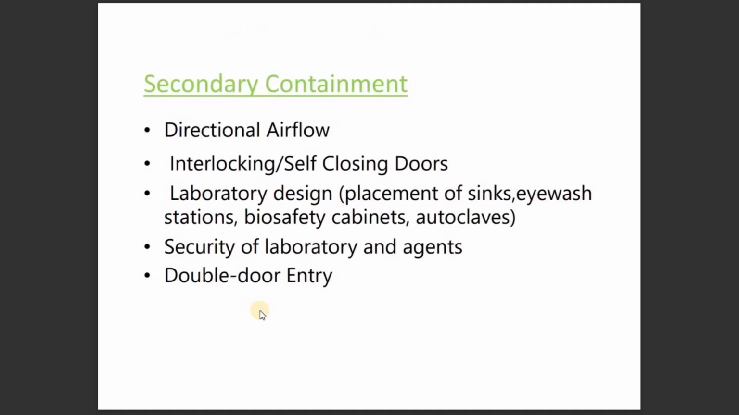Now the secondary containment includes directional airflow, interlocking or self-closing doors, laboratory design, placement of sinks, eye wash stations, biosafety cabinets, autoclaves, security of laboratory and agents, and double door entry. So these are secondary containment.